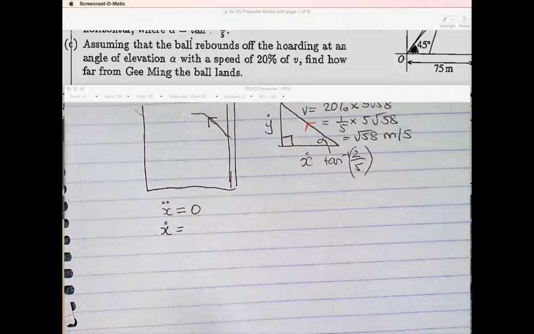Can we just skip C? No. Yep. No, it'll be good for you.